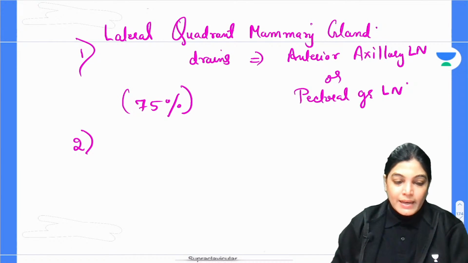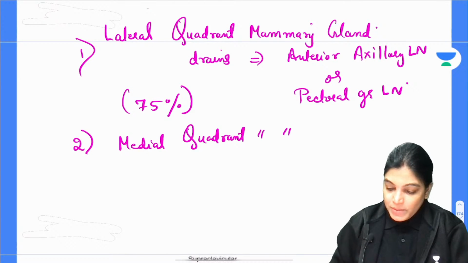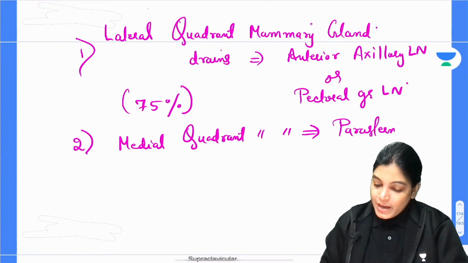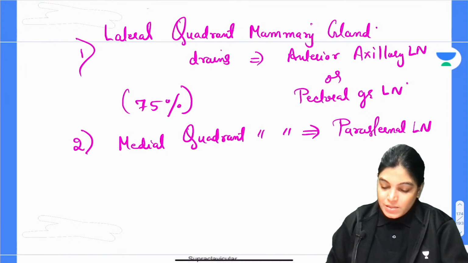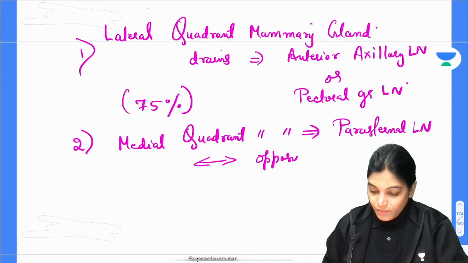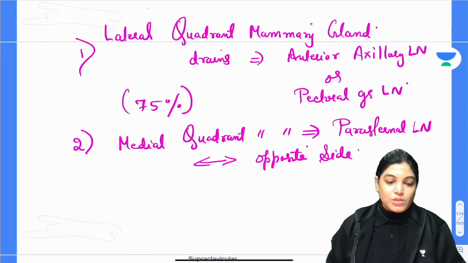Now, when we are talking about the medial quadrant of the breast, that is mammary gland, its lymphatic drains into parasternal lymph node. Some of this will also drain into opposite side. Some of these lymphatics will also drain into opposite side parasternal lymph node.